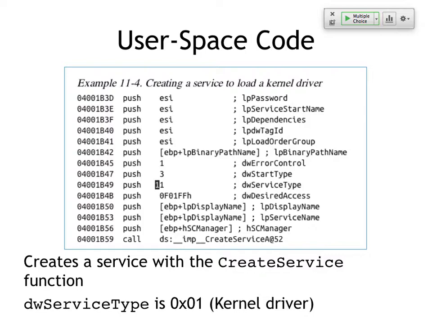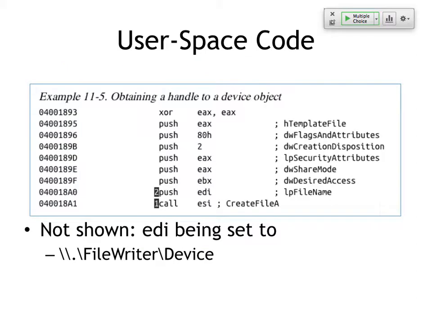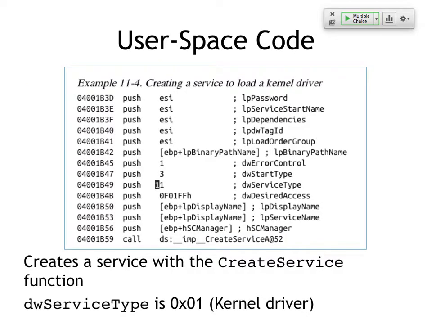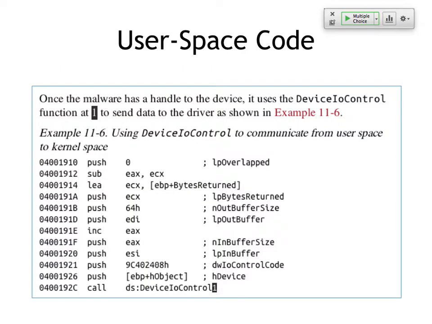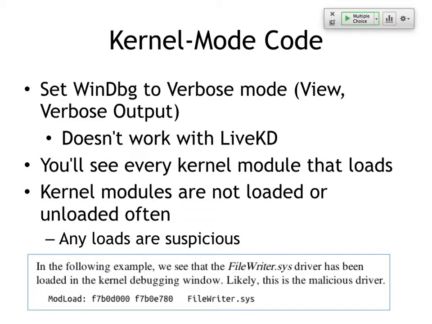But you do it by creating a service, by calling this thing, CreateService, with the right parameters, and then you create a file here with this file name being set to this space backslash FileWriter backslash device. The service is, I think, called FileWriter, and you call that service. That's how you do it. Anyway, your user space code will now use the DeviceIoControl function down here to send the data from kernel land back to user land.